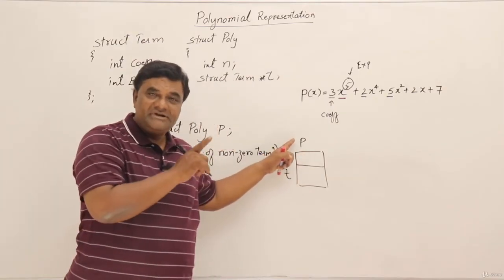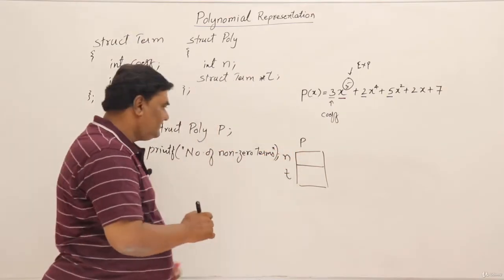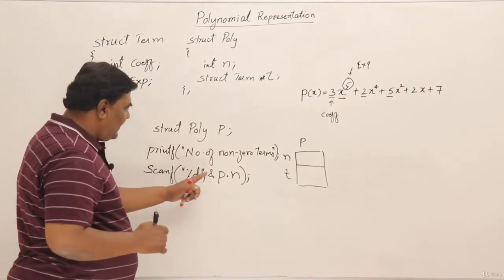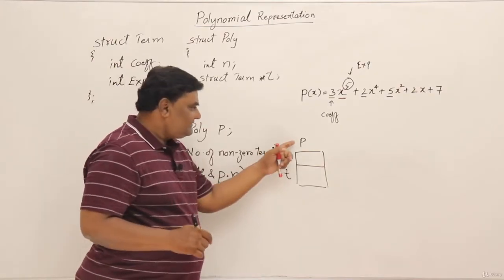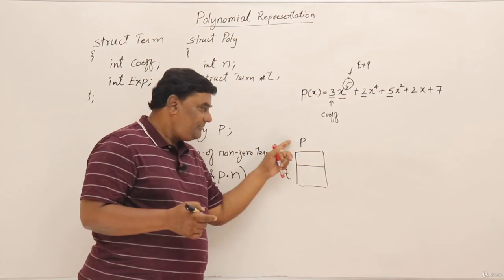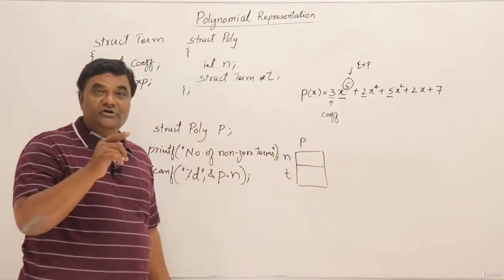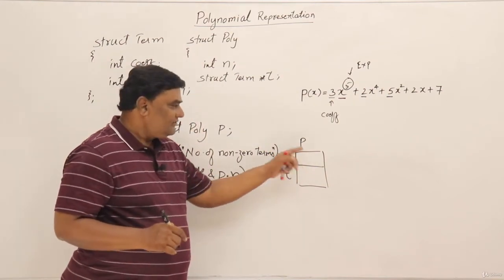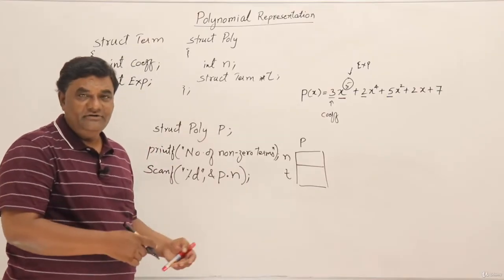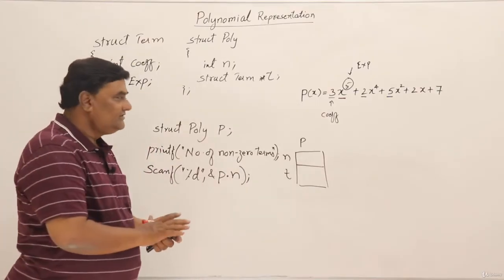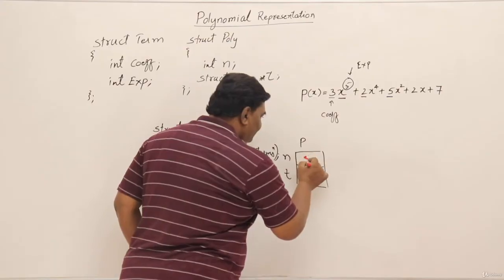So scanf("%d", &p.n). See, this is an object, so it's not a pointer. So I can access this member using the dot operator, p.n. Suppose I am taking the value, and the value given is 5. So let us say this is 5.